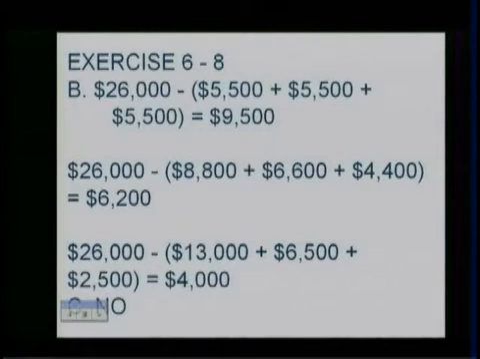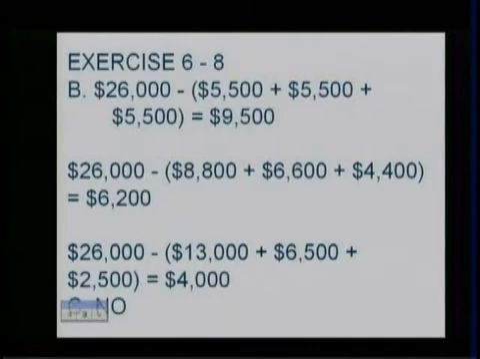Finally, in Part B, they ask you to calculate the truck's net book value at the end of the third year under each depreciation method. What we would do in that case is take the cost minus all the accumulated depreciation we've taken for 3 years, and we would have our net book value. So under the straight line method, we would have the $26,000 cost minus the 3 years that we took $5,500. Remember, each year is the same under the straight line method. So cost minus 3 times $5,500 would leave us with $9,500.